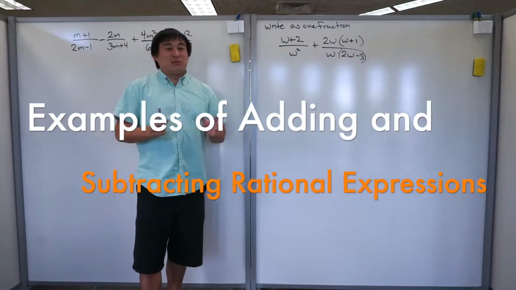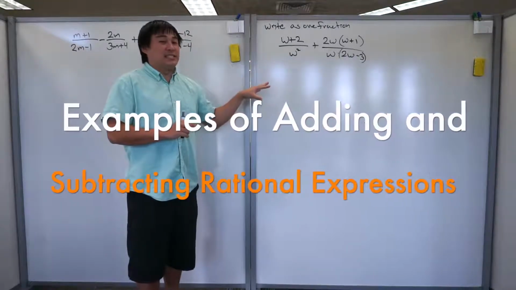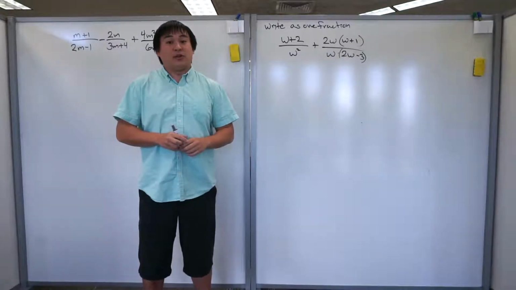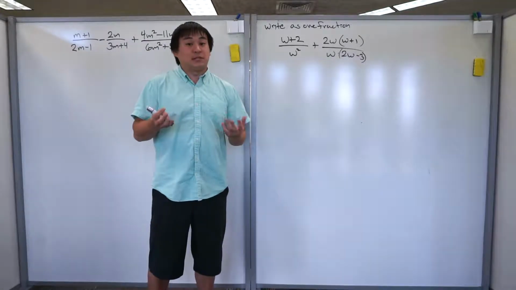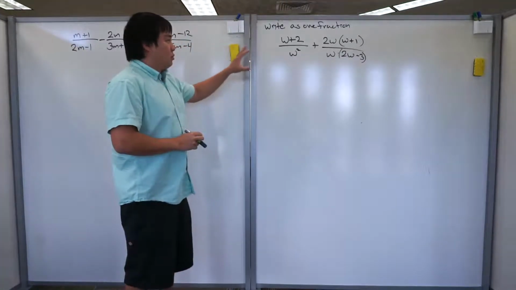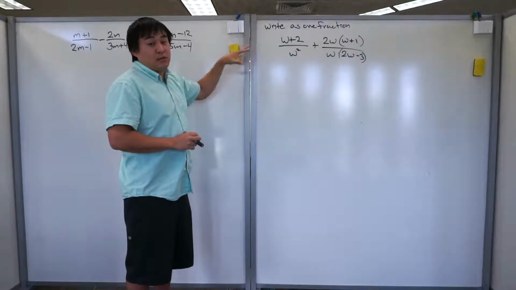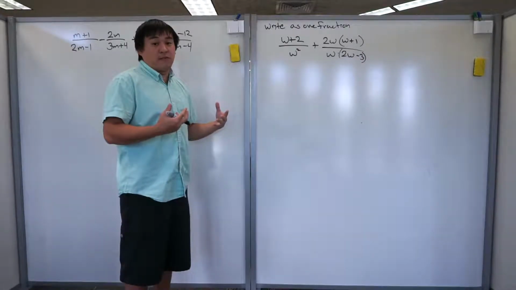Okay, so let's do some more examples. The first one we're going to do is write it as a single fraction, and the second one is going to be a little bit harder, but we're going to actually simplify it all the way through to show you that it actually comes out to be really nice. So the first thing we do is try to write everything factored, but it already is. So we could go ahead and skip that first step.